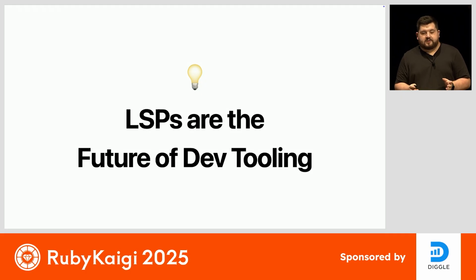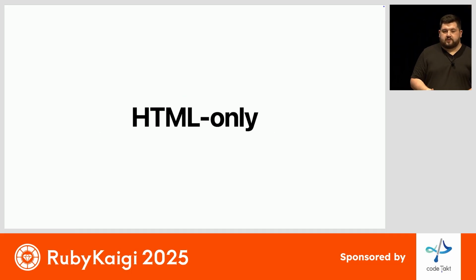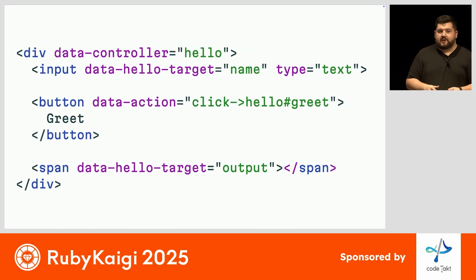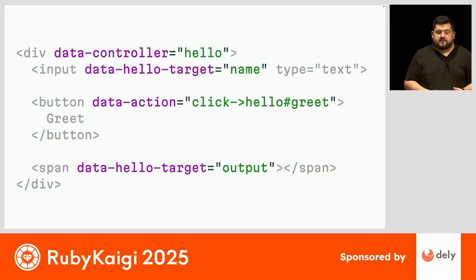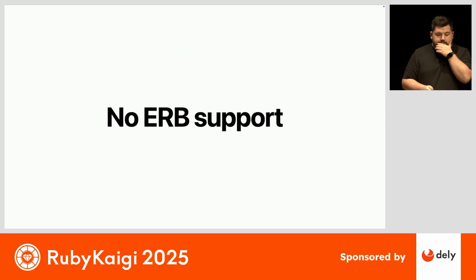But as I was mentioning, there was something missing to really make this the right thing. The Stimulus and Turbo LSPs were HTML only, so they only worked on HTML syntax. Now, this would have worked in this file here too, which could have been an HTML ERB file. But it only worked for the static HTML syntax. If there were any ERB tags in here, it would just ignore them. So Stimulus LSP was looking at these attributes, giving you guidance, autocomplete, and diagnostics to make sure you write the right code. But as I mentioned, no ERB support.